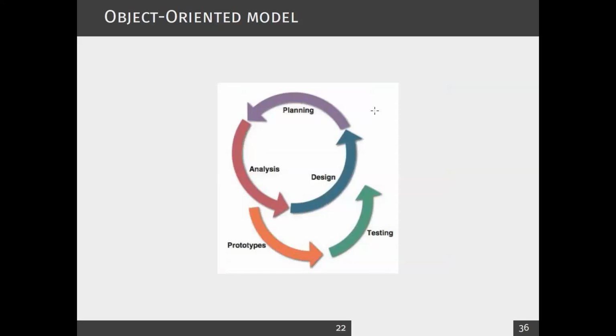And the object-oriented model works iteratively, compared to the waterfall model, where you start from somewhere and complete each phase until you reach the last phase. This could be more iterative, where you will have planning, analysis, and design phases. Then you can create small pieces of software, which we call prototypes, and then test them.